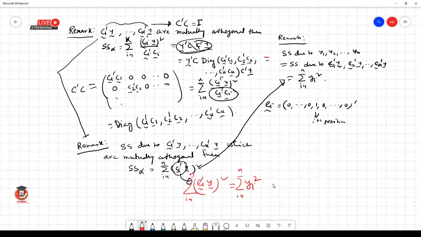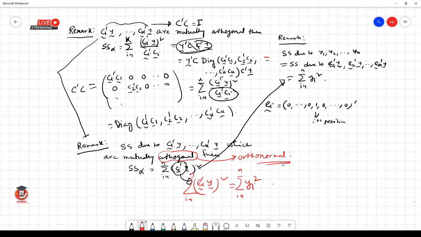Okay. Shubhodip, in third remark, the linear functions are orthogonal or orthonormal. Third remark means this is, oh sorry, thank you Shubhodip, this is mutually orthonormal, that is orthogonal with unit length, orthonormal. Okay, thank you.